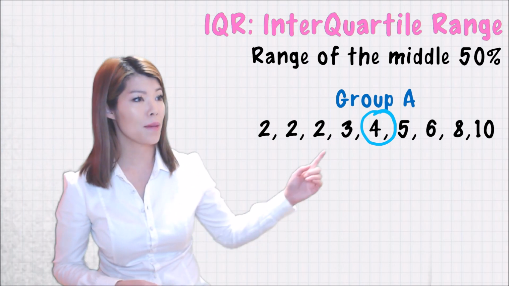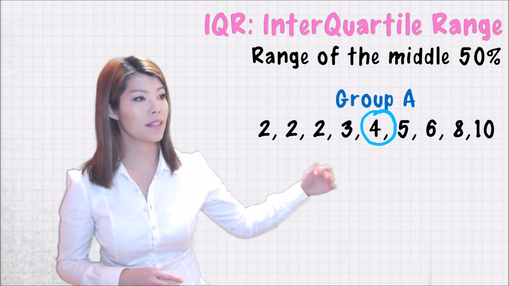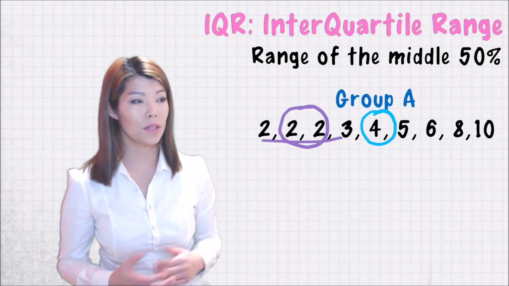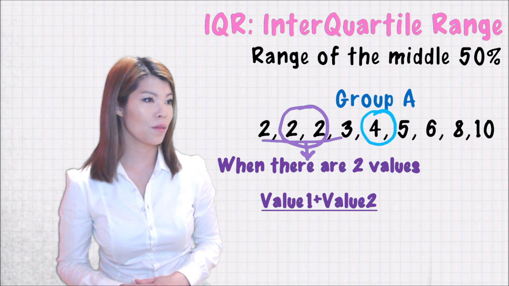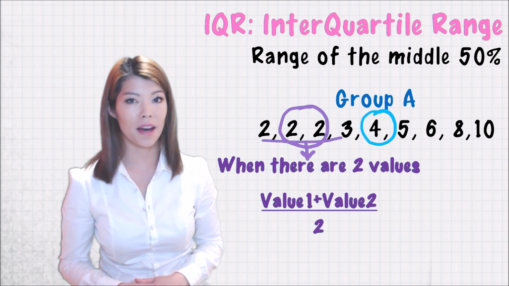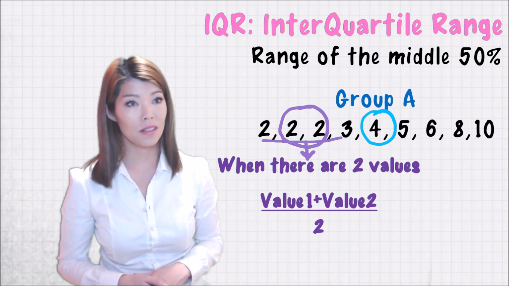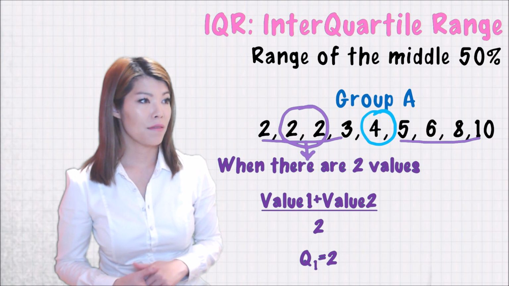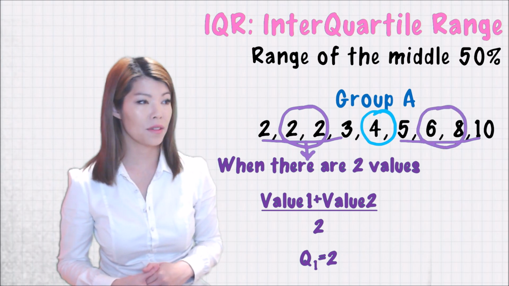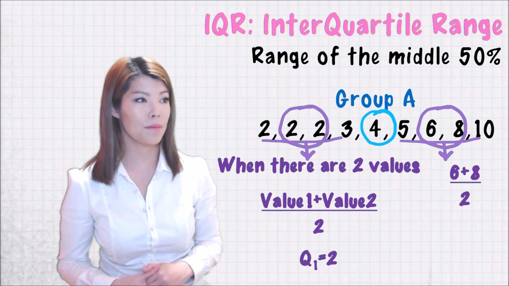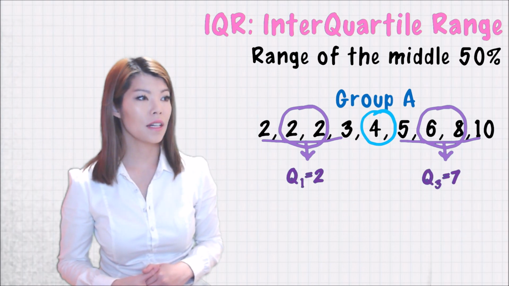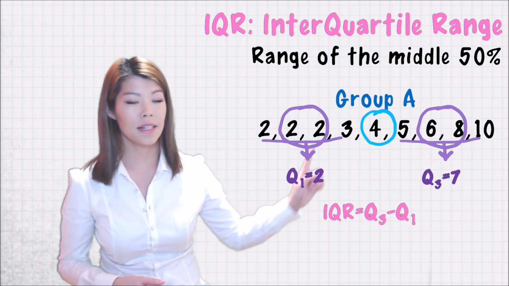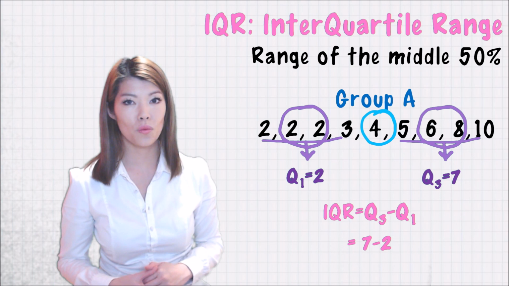Now that we have the median, we can separate the data into the bottom half over this side and the top half. For the bottom half, we can see that there are 2 middle numbers. When there are 2 values, we take the first value and the second value and we divide it by 2. So 2 plus 2 divided by 2 is just 2. The Q1 is 2. Now let's have a look at the top half. We have 5, 6, 8, and 10. So there's 2 values again. And 6 plus 8 divided by 2 is 7. Q1 is 2 and Q3 is 7. To find the interquartile range, we take Q3, take away Q1, so 7 minus 2, which is 5.